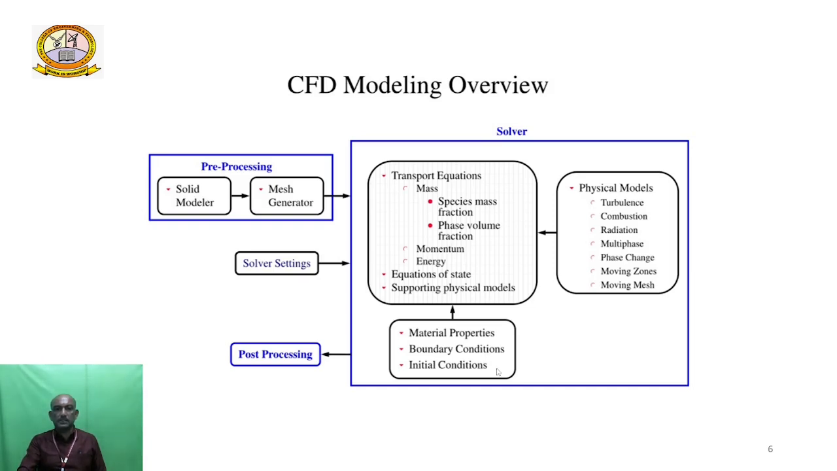So it will predict the required output. The initial conditions also we have to initialize: what are the initial pressure, initial temperature, initial volume. Then based on the equations, we have to predict the output temperature, output pressure and output conditions. There are some physical models: turbulence model, combustion model, radiation model, multi-phase, phase change, moving zone and moving vessel. These are the different physical models available in CFD.